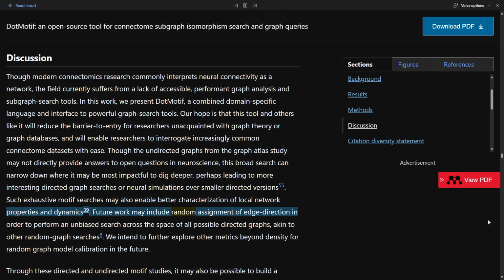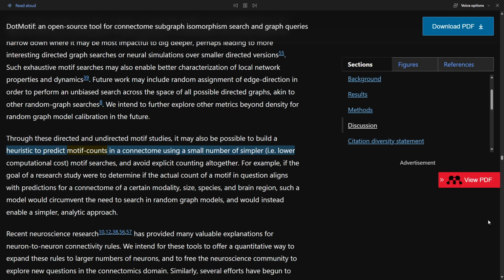Future work may include random assignment of edge direction in order to perform an unbiased search across the space of all possible directed graphs, akin to other random graph searches. We intend to further explore other metrics beyond density for random graph model calibration in the future. Through these directed and indirect motif studies, it may also be possible to build a heuristic to predict motif counts in a connectome using a small number of simpler, i.e. lower computational cost, motif searches, and avoid explicit counting altogether.